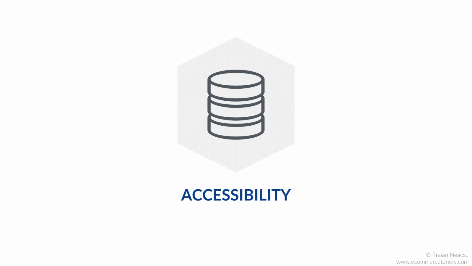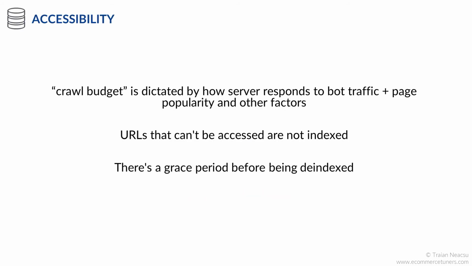Accessibility. I will refer to accessibility in terms of optimization for search engines rather than optimization for users. Accessibility is probably the critical factor for crawling.